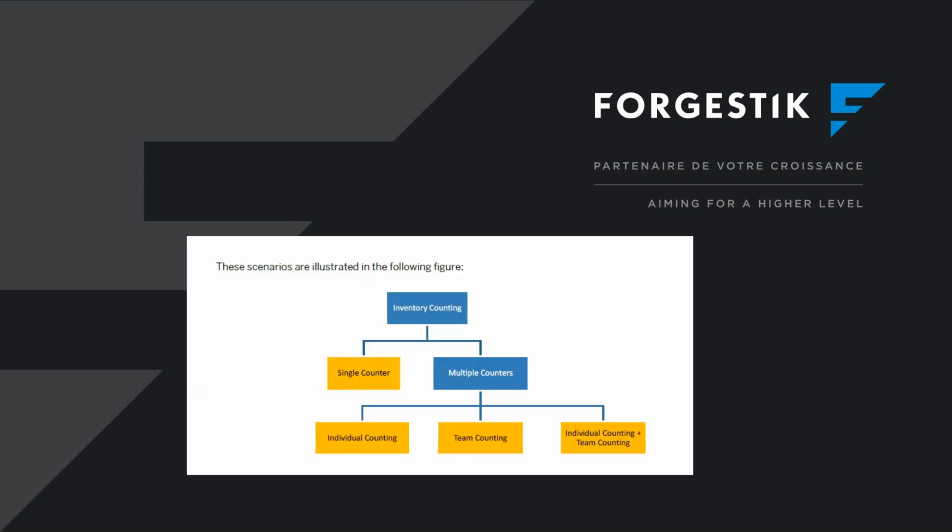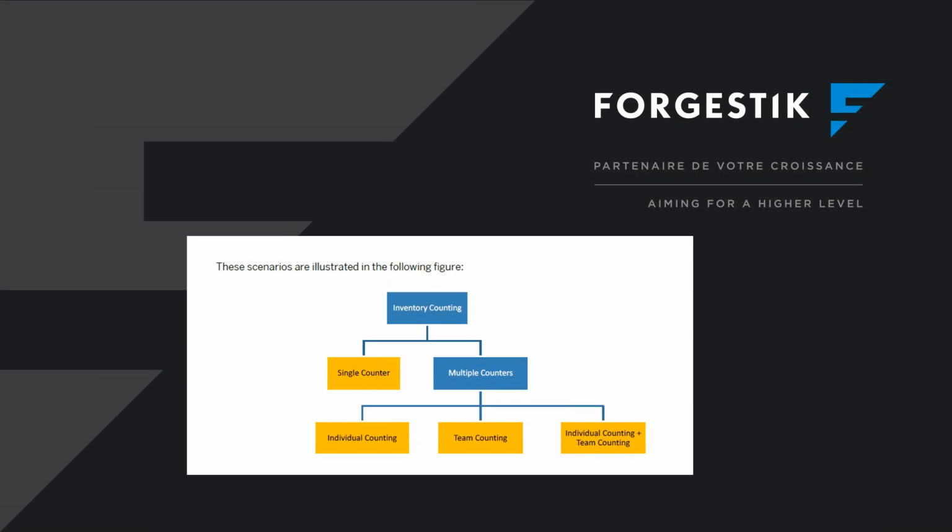So this is a screenshot that was taken from the official documentation of SAP. It explains that we have different ways of organizing the inventory counting. We could use the single counter here, which is the most simple way of proceeding to the inventory. That means we have only one person doing the inventory counting. We have just one file to import, and so what we have is what we will be putting in the system. We can have also multiple counters.